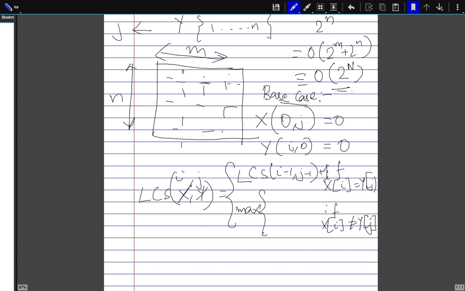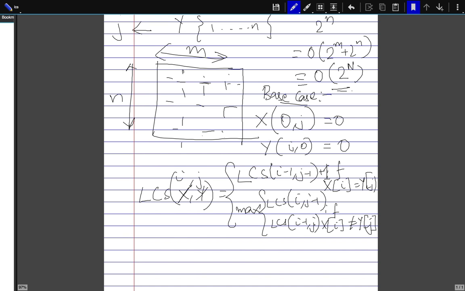But max of what? It could be that if I go a step back in y, I might find the longest possibility. Or if I go a step back in x, I can find the longest possibility. I don't know that, so I have to compute both and then find the max of both. So I say LCS(i, j-1) or LCS(i-1, j). The max of that will obviously give me the longest palindrome. I'm sorry, longest common subsequence.